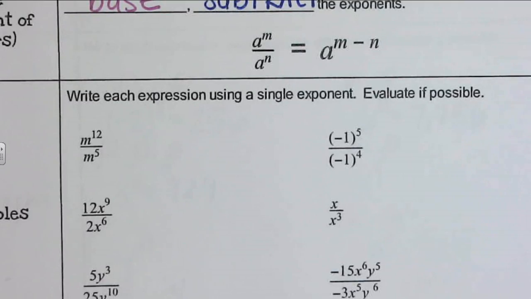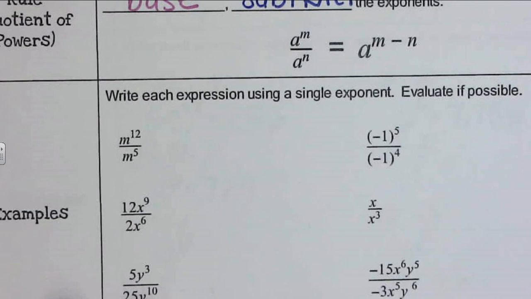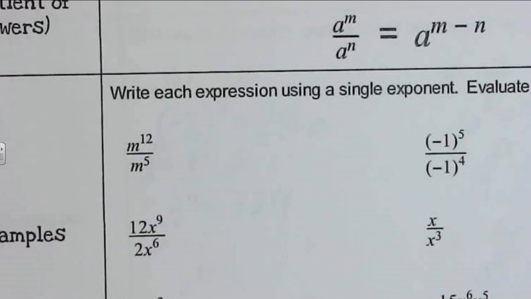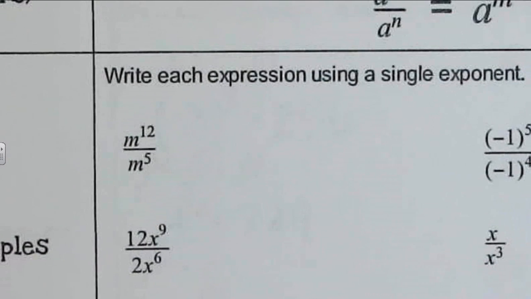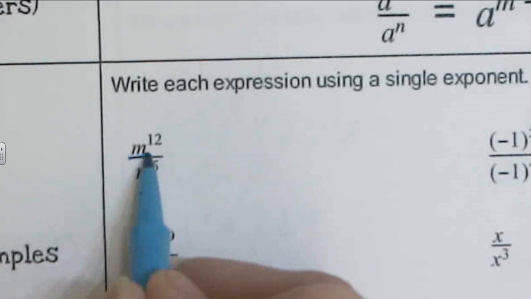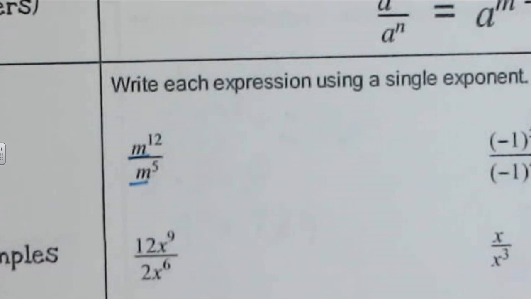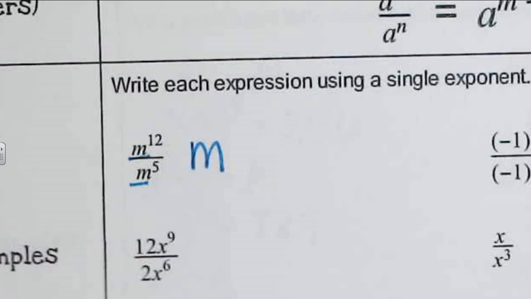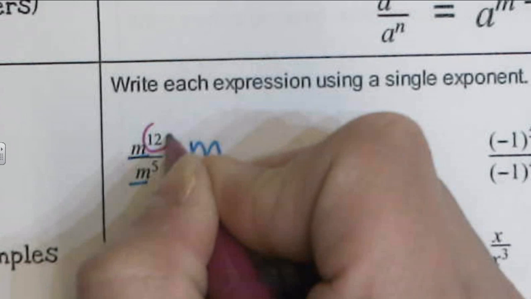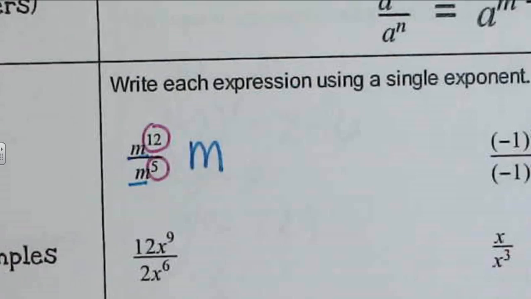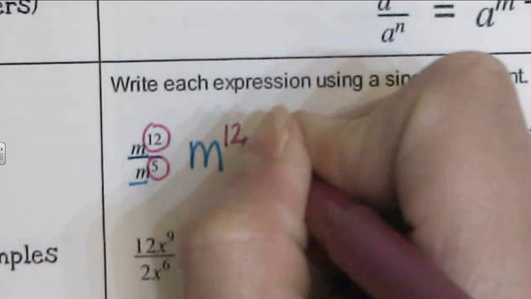So I look at my very first problem, and I see that I have the same base of m, and I'm dividing that same base of m. So what I know then is my base of m gets to stay the same. But then I need to look at my exponent. So I see I have a 12 in the numerator and a 5 in the denominator. So I'm going to do 12 minus 5. Well, I know that I can simplify that. So now I have m, and when we do 12 minus 5, we end up with 7. So my final answer becomes m to the 7th power.